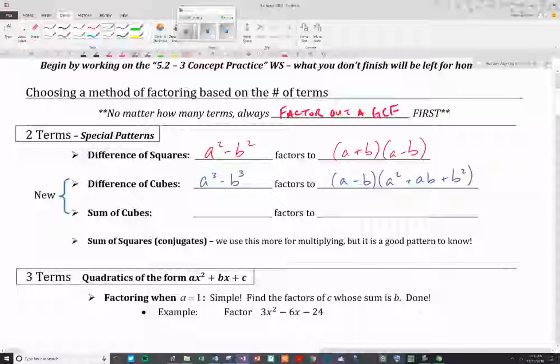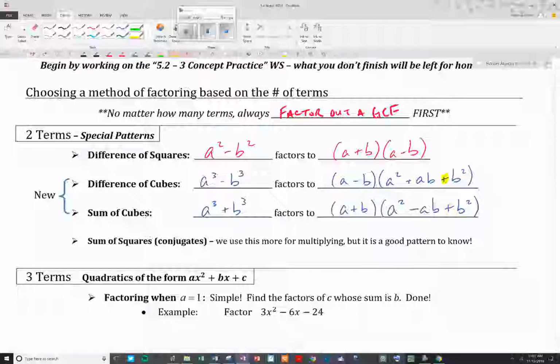The sum of cubes looks almost identical to this pattern, except when we had the difference, we put a difference in the binomial, and then we changed it there, in our binomial it became a plus. In the sum of cubes, that's a sum in our binomial. And then in our quadratic trinomial, we're going to have a difference. That last thing is always positive because we're squaring b to get it. So b squared is always going to be a positive value.